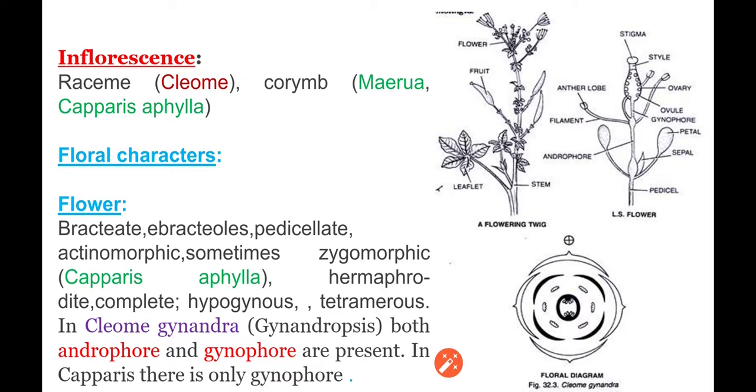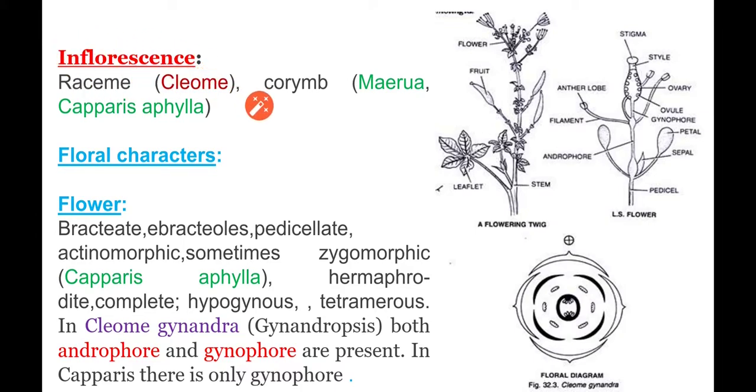In the previous video, I discussed the vegetative characters of Capparidaceae. In this session, we will discuss floral characters. In the floral characters, the first one is inflorescence.